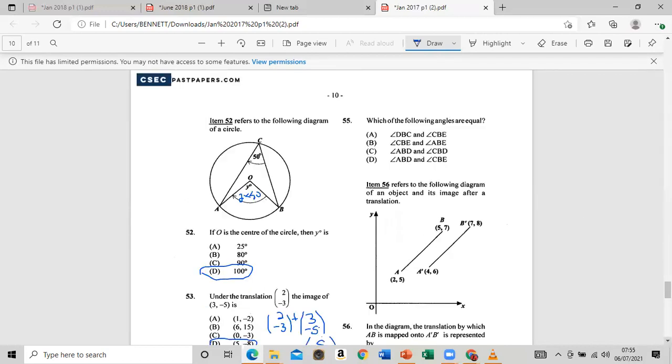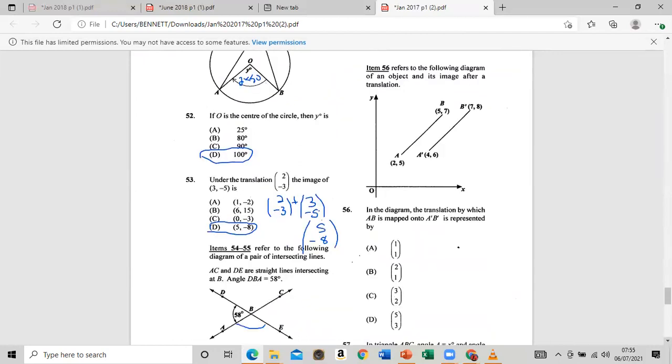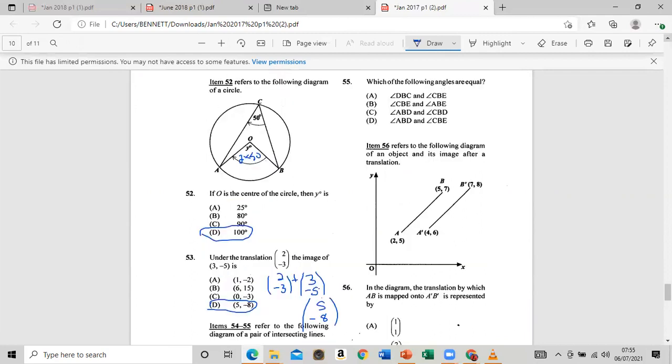Alright, so which of the following angles are equal? Let's see which one. You can't see it. Alright, let me just look up here to see what it is. I'm going to get a pen for it. DBC and CB.